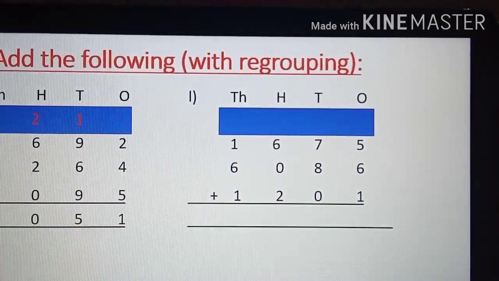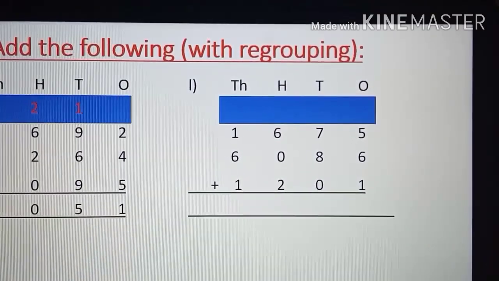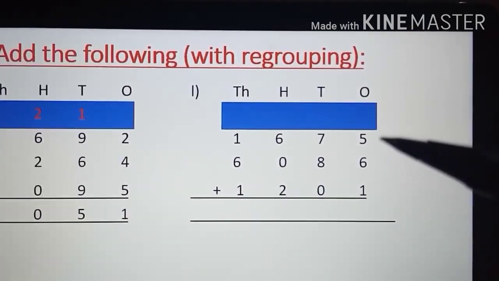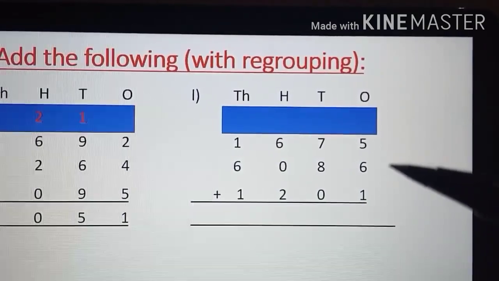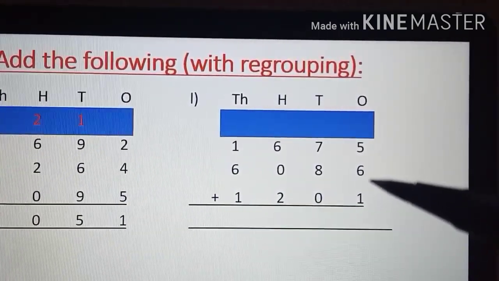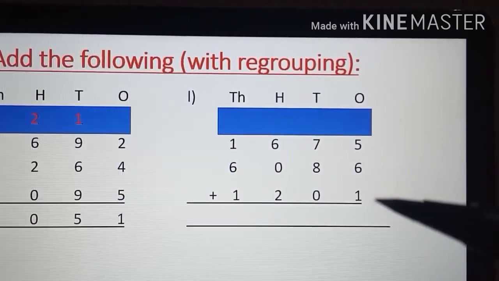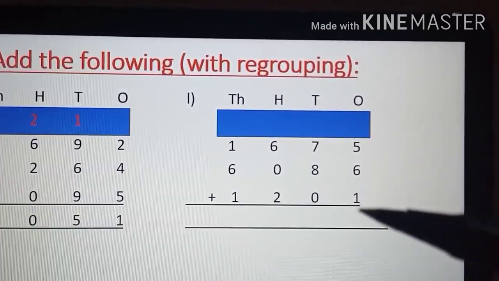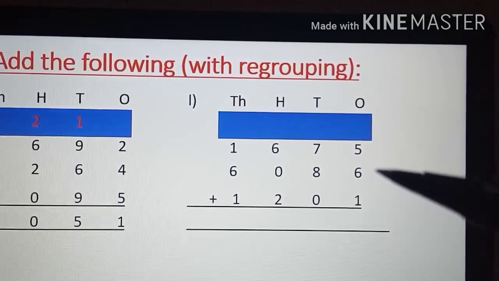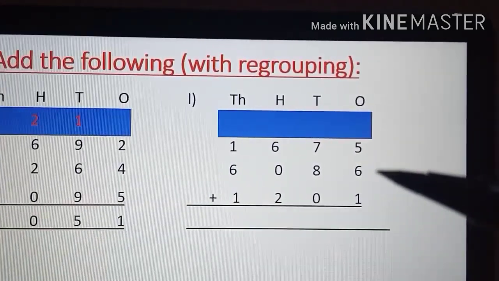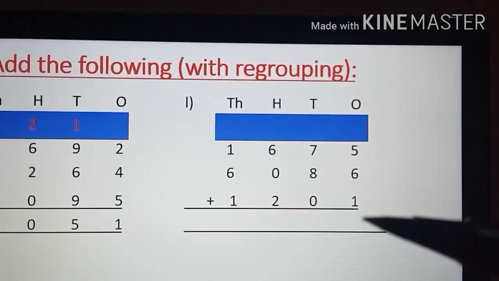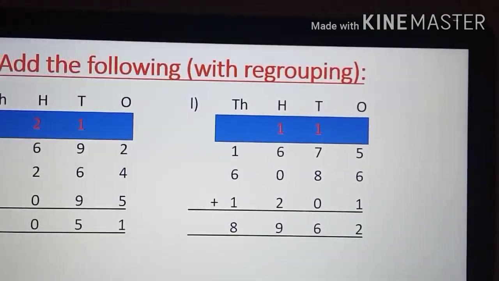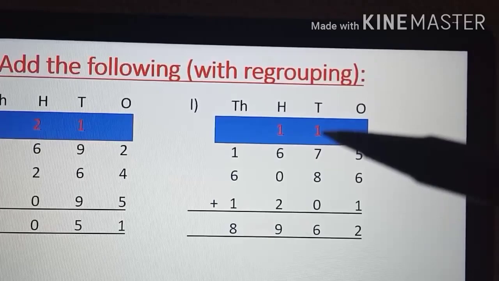Now children, we move to our question number L. In L number question, here again we have 3 addends, 1675, second addend 6086, third addend 1201. So here we will start addition from the ones column only. Digits are 5, 6 and 1. So you add 5 plus 6 plus 1, that is, yes, 12. So you write here 2 and carry over 1 under the tens column.